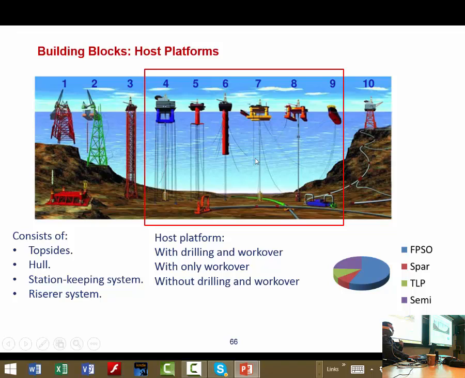But a spar can give you some storage space, but not a TLP, and also FP semi-submersible also. But they don't use it as a storage unit. If you want to have storage available, which I'll explain later, you should have one, for example, shuttle tanker close by to use as a storage. So numbers 7 and 8 are semi-submersible, and number 9 is floating production, storage, and offloading.